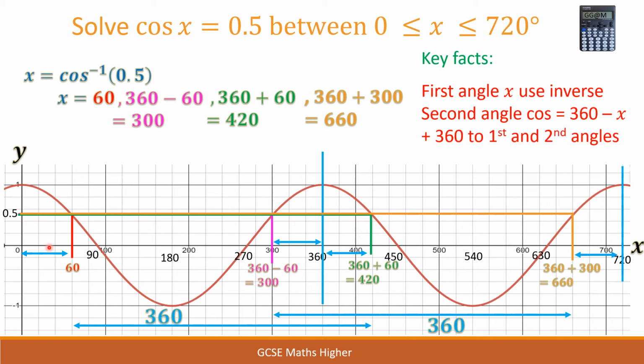To find the third and fourth angles, you need to add 360 to your first angle and your second angle, and that will give you the third angle and the fourth angle. Please write down the key facts, make sure you've highlighted them, stick them in a bubble, and make sure you know how to find the second, third and fourth angle on the cos curve. That gives me all the solutions between 0 and 720. As I said, for each of these questions, we are looking for 4 solutions between 0 and 720 because of the way the graphs repeat.